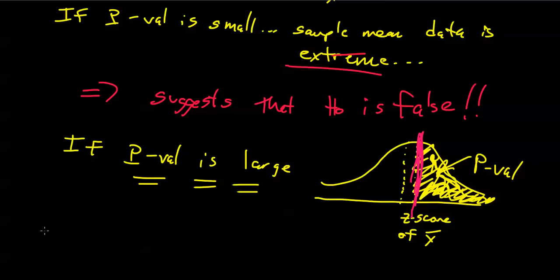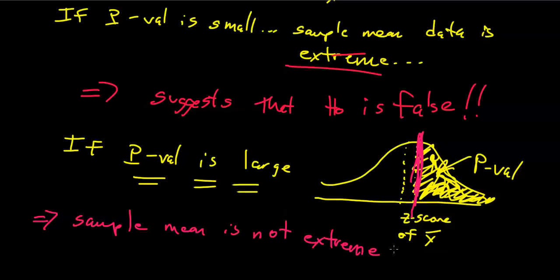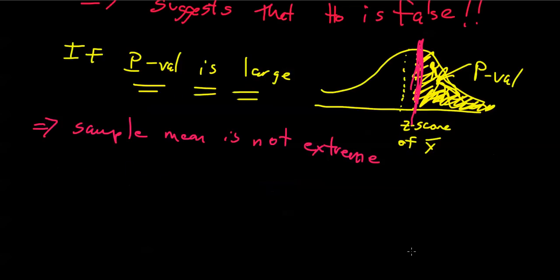All right? So let me write that down. Then if your p-value is large, your sample mean is not very extreme, and that's another way of saying your sample data is not statistically significant. Okay, let me write that down.